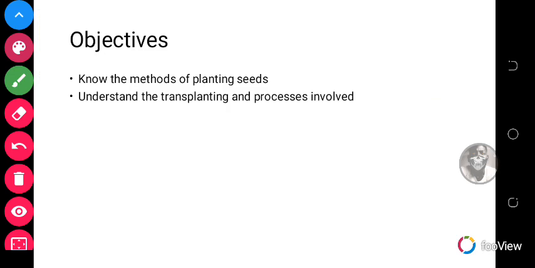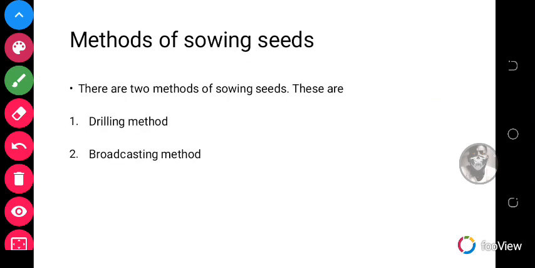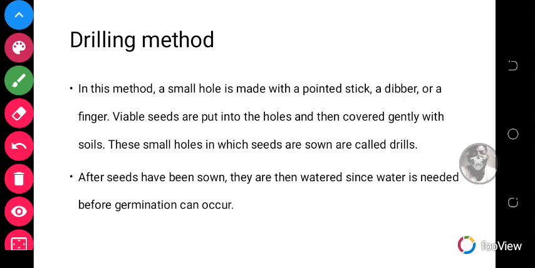Our objectives for this lesson is that by the end of the lesson you should know the methods of planting seeds. You should also understand transplanting and processes involved in transplanting. So basically there are two methods of sowing seeds. We have the drilling method and then the broadcasting method. So let's look at the drilling method.